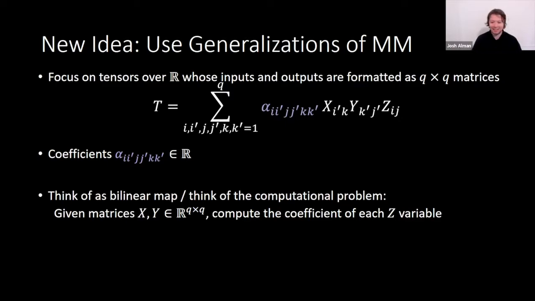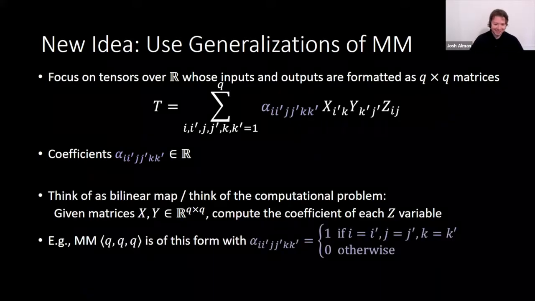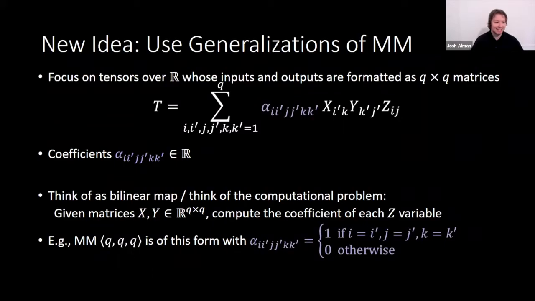I'm saying inputs and outputs because I'm going to think of these tensors as bilinear maps, or you can think of T as representing the computational problem where you're given as input matrices X and Y, and your goal is for each of the Z variables to compute the coefficient of that Z variable. So for example, as you probably all know, the Q by Q by Q matrix mult tensor is exactly of this form, where the coefficient is 1 if the I's, J's, and K's are equal to each other and 0 otherwise, and then this bilinear problem is the same as matrix mult.